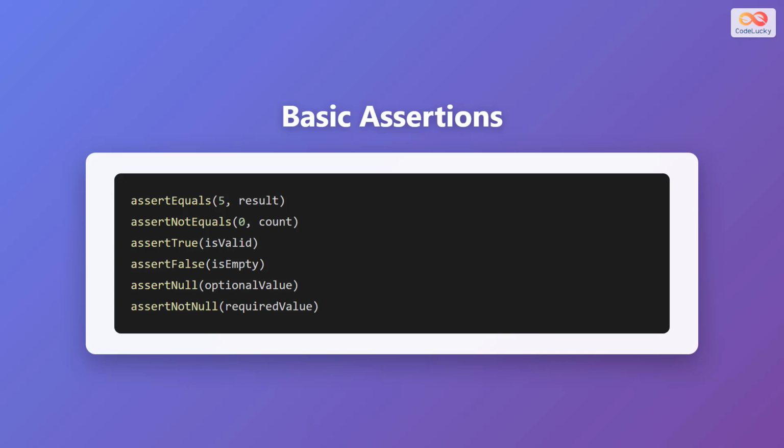Kotlin.test provides a comprehensive set of basic assertion functions. The assertEquals function checks if two values are equal. assertNotEquals verifies that two values are different. assertTrue confirms that a Boolean condition evaluates to true, while assertFalse checks that it evaluates to false. For nullable types, assertNull verifies that a value is null, and assertNotNull ensures that a value is not null. These fundamental assertions cover most common testing scenarios and provide clear, readable test code that's easy to understand and maintain.